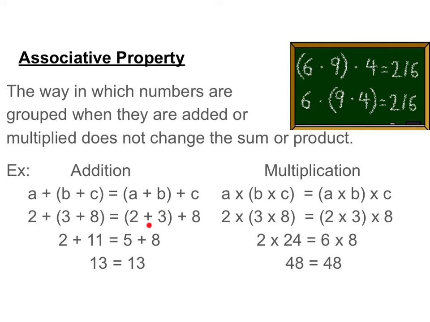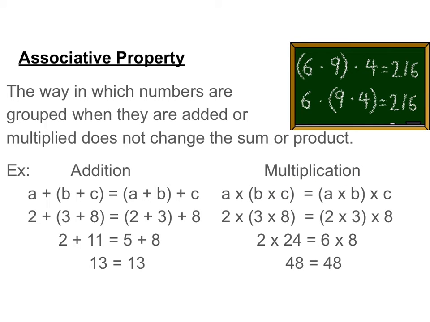Let's look at this one. So here we do the 2 plus 3 first, which is 5, plus the 8. And the 5 plus 8 is 13. So this property just means that when it's all addition, then the sum will stay the same, no matter which numbers you add or multiply first, depending on what you're doing.